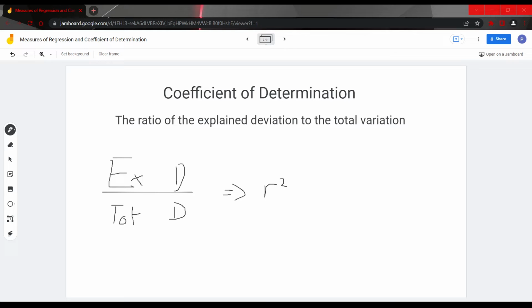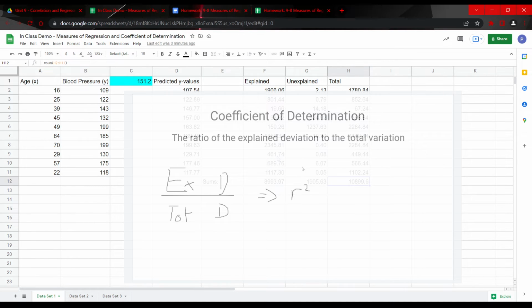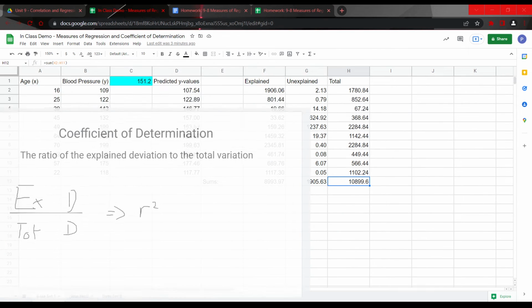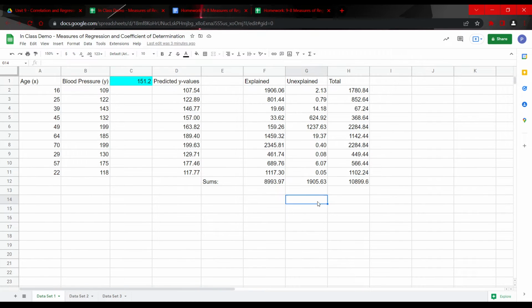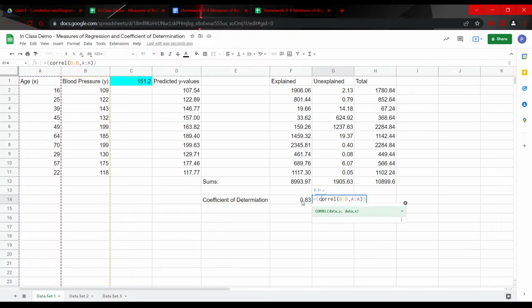So let me go back to our Google Sheets, and let's look at this. My coefficient of determination is going to be my explained variation divided by my total deviation, about 0.83. The other way to do it is equals CORREL of B, B, A, A. But I need to square this number. So let me go ahead and square this number. And it's the same number.